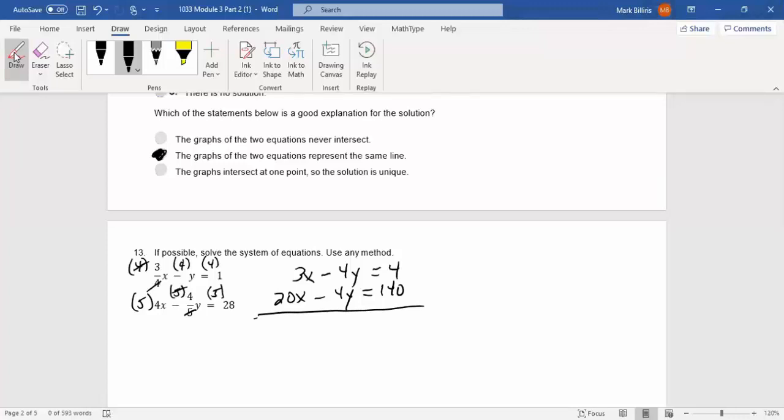Now I need to eliminate either the x or y. This is where I would do the comparison. In this case, it looks like it'd be much easier to eliminate the y's. They both have coefficients of negative 4, but I need one to have a positive 4. So what I'm going to do is multiply the first equation by negative 1. All that's going to do is change the signs. So this becomes minus 3x plus 4y equals negative 4. When I multiplied by negative 1, it changed all the signs. The second equation, I don't need to make a change at all.